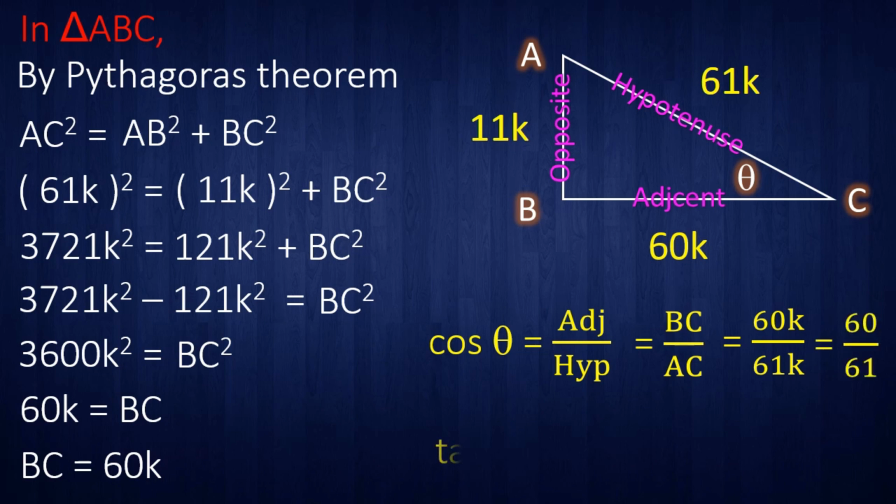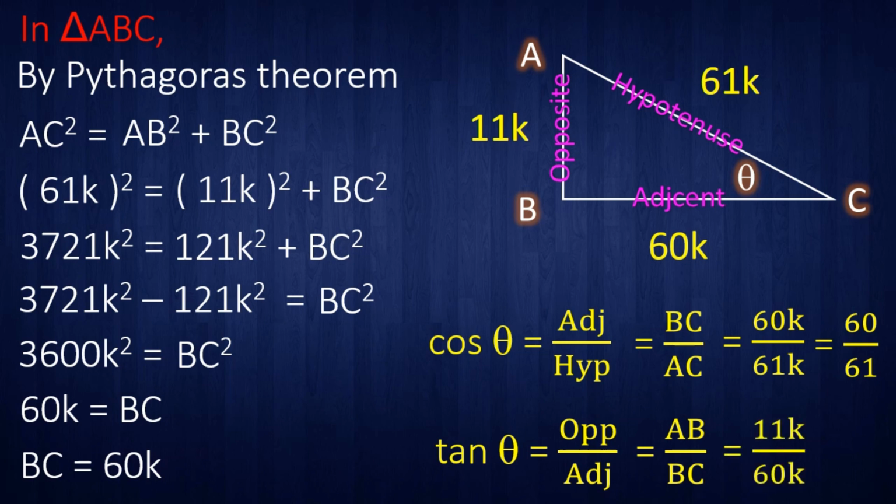Now tan theta formula is opposite upon adjacent. Opposite is AB and adjacent is BC. Values: AB is 11K and BC is 60K. K cancel, 11 upon 60 is your answer.